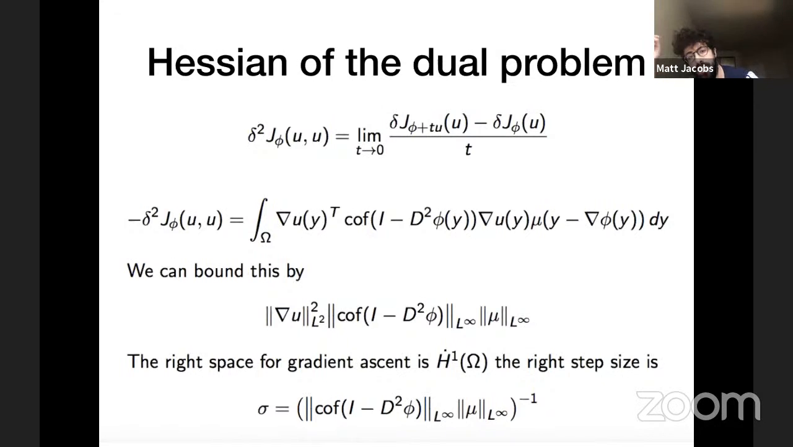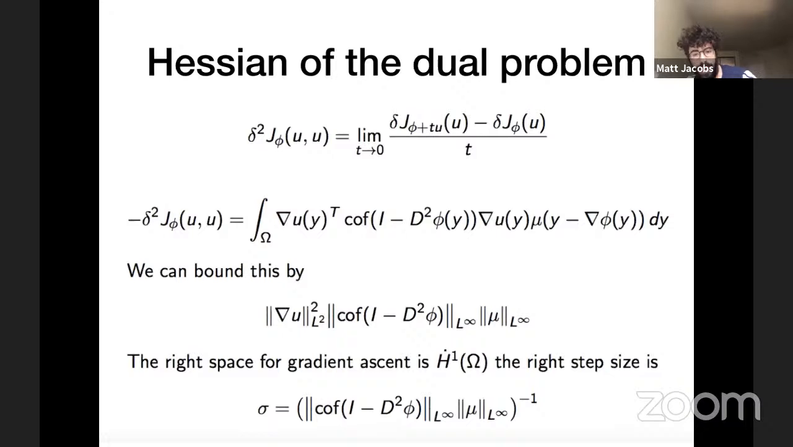So if you look at this second variation, you get this kind of complicated formula, but the point is that you get gradients of this function u that you plug in, as opposed to just the function u itself, which is perhaps what we're more familiar with in L2 gradient methods. But here you get gradients, and you want to be able to control the L2 norm of this function u squared, the gradient of u. And so the right space to choose here is something like H1.